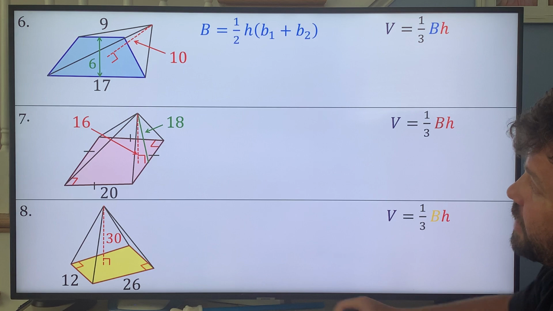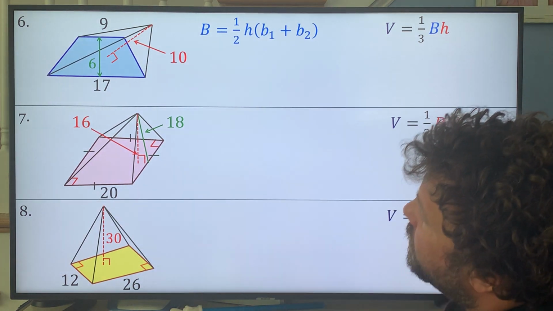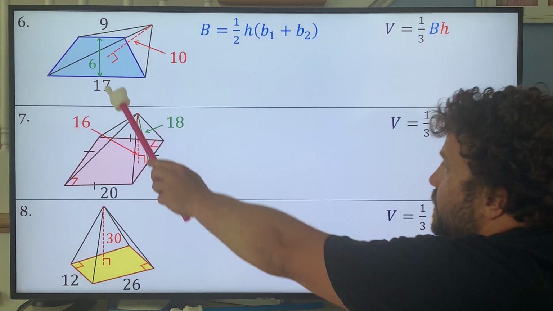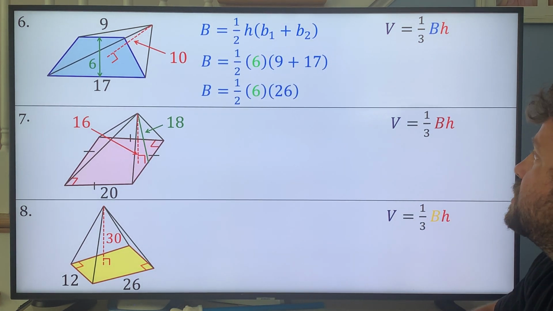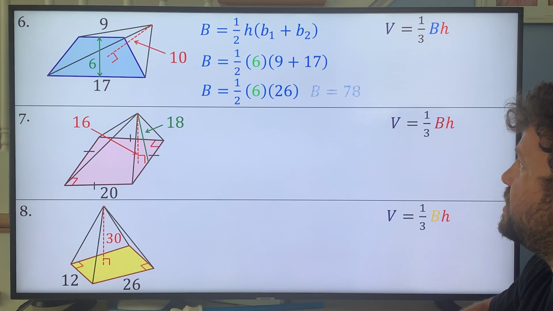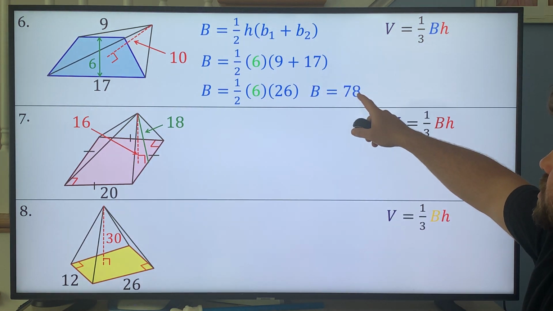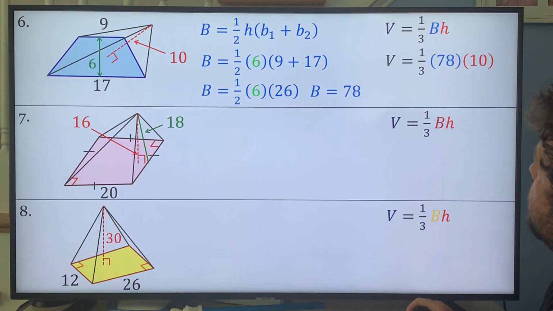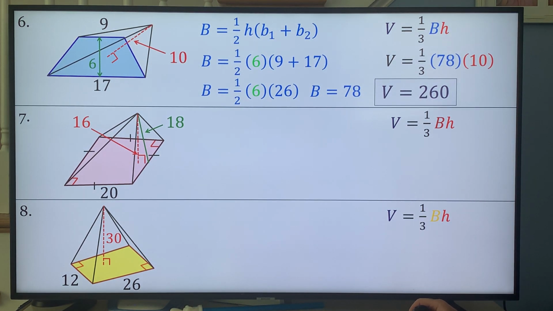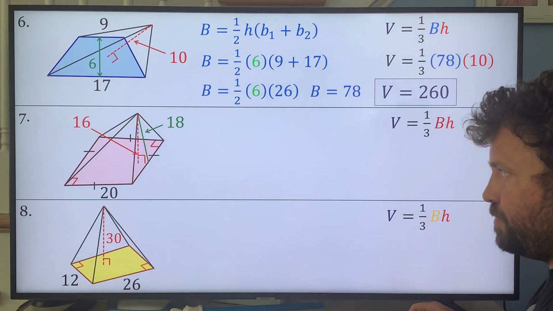First one, we have a trapezoidal pyramid. Half the height of the trapezoid is 6. The two bases are 9 and 17. Half of 6 times 26, 3 times 26 is 78. So that's your base. Your height is the distance from the trapezoid to the apex, which is 10. So 1/3 of 78 times 10 is 260 cubic units.